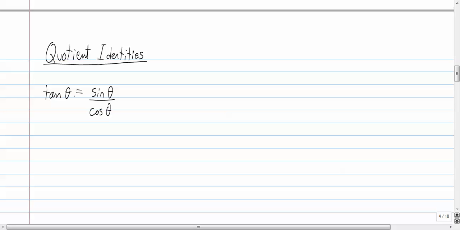Okay, so tangent of theta, we know from earlier, is equal to y divided by x. Well, remember, y is sine and x is cosine, on the unit circle. So, tangent is equal to sine over cosine. In the same respect, cotangent is equal to cosine of theta divided by sine of theta.